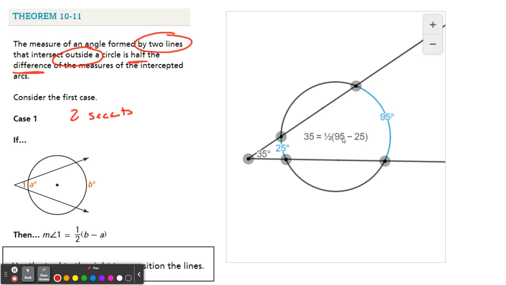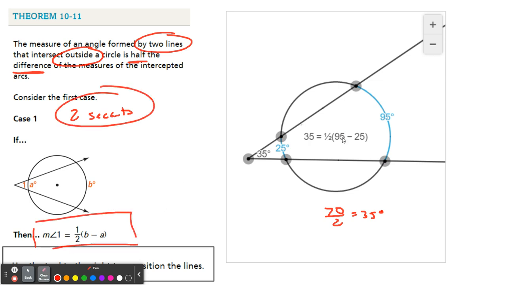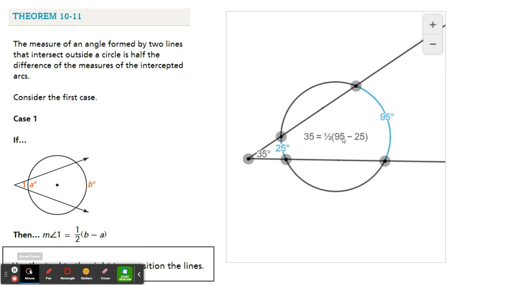So over here, if we do 95 minus 25, 95 minus 25 is 70. If we take half of that, that is 35 degrees. And that's your angle outside. Okay, so again, half the difference of the arcs. Two secants. And again, I won't take time to go online and do that.